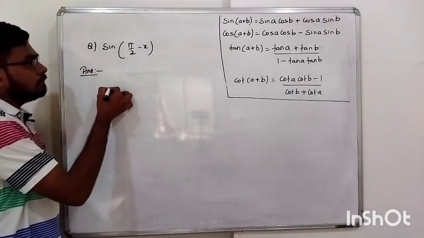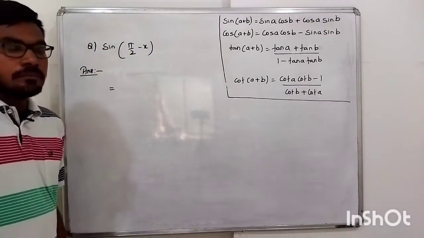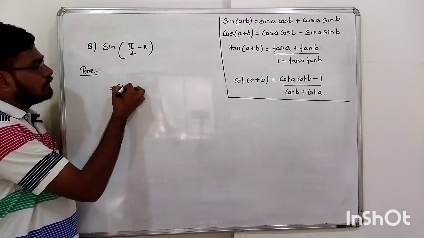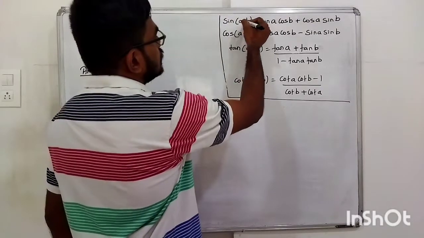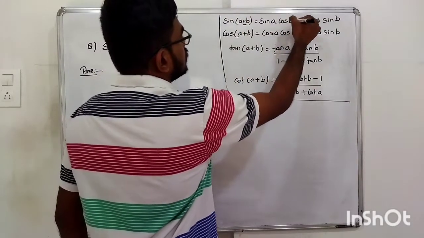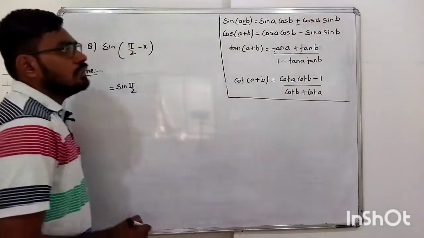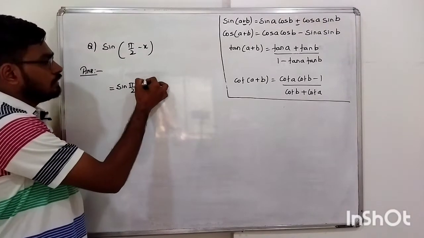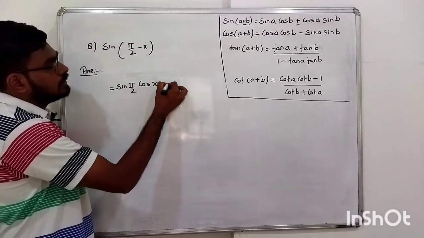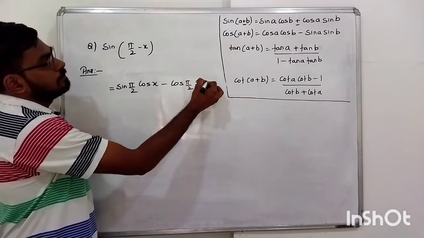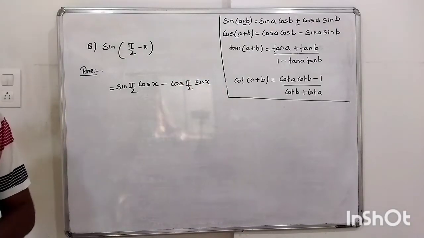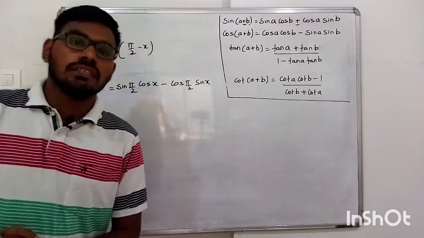So sine of pi by 2 minus x, by using this formula, sine of pi by 2 minus x. When there is minus here, just remember there will be minus here. So sine of pi by 2 cos x minus cos of pi by 2 sin x. So sin 90 cos x minus cos 90 sin x.